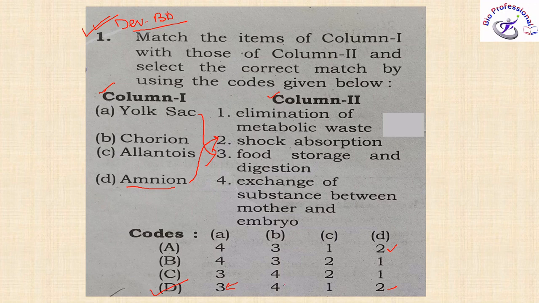Clear? Let me just see. B is 4, which means chorion. It is for exchange of substances between mother and embryo. It acts as a barrier between fetal and maternal tissue, and it forms the fetal part of the placenta. And the last is allantois, which is for elimination of metabolic waste. So the correct option for this question is option D.